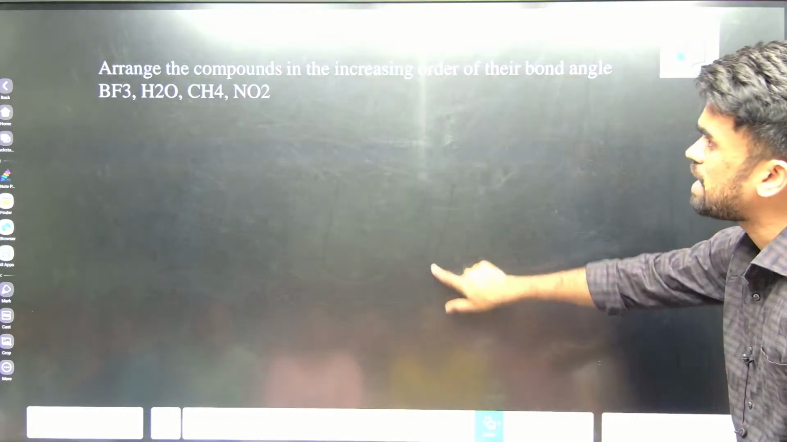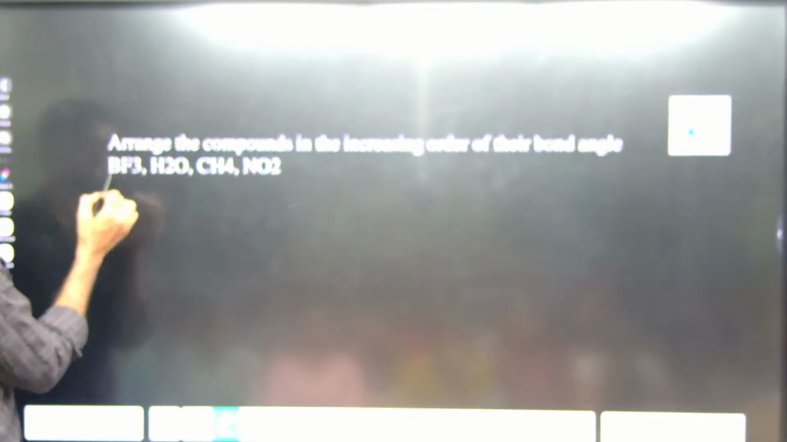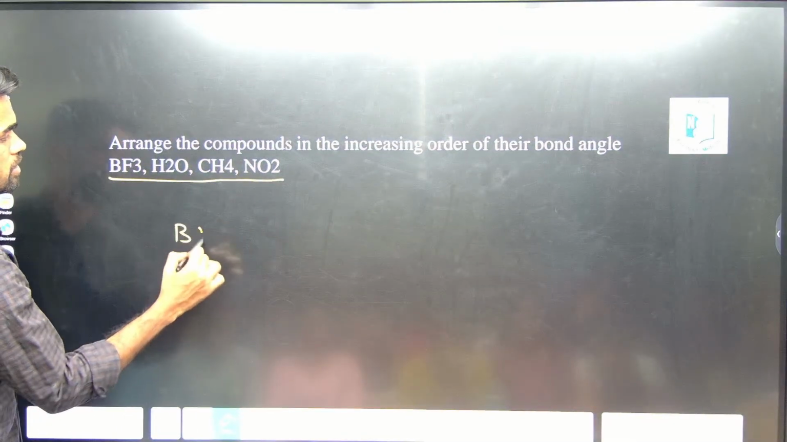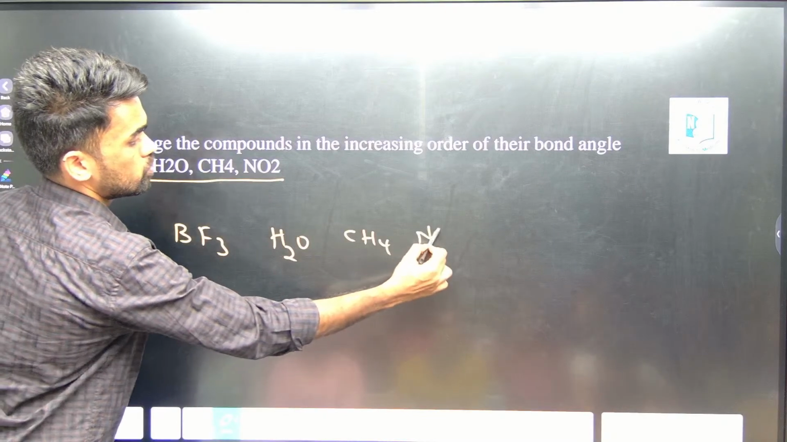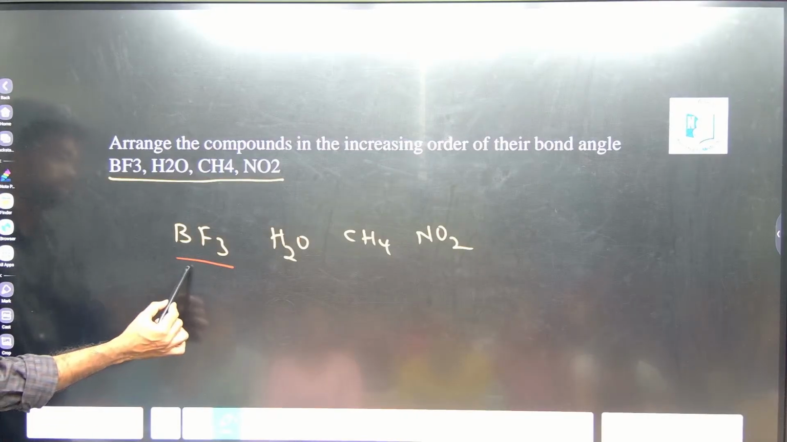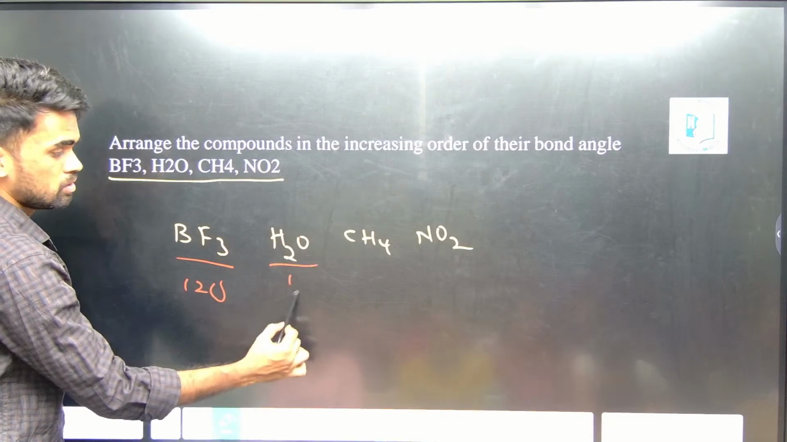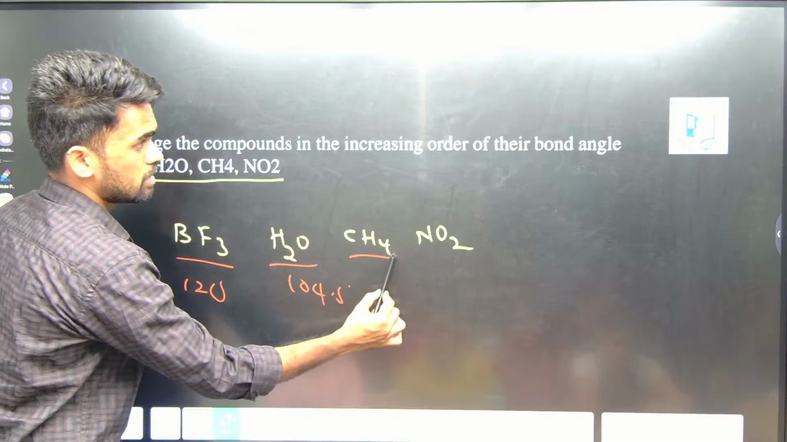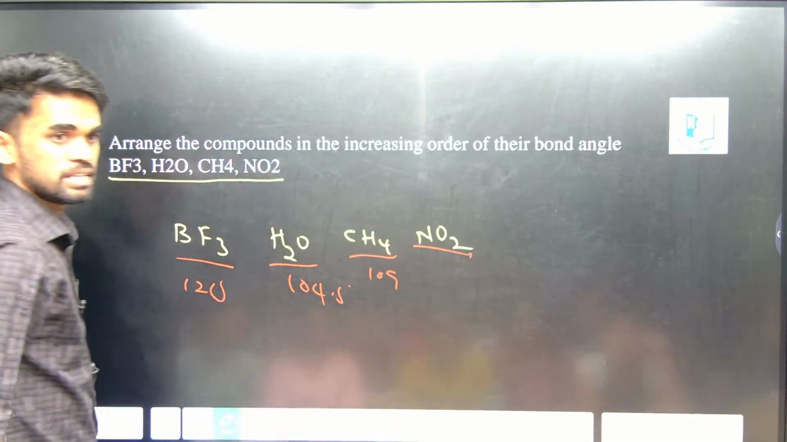Okay, so try to arrange them by bond angles. Just follow the question. What they are saying: BF3, H2O, CH4, NO2. What about their bond angles? Bond length I will give some examples. First answer me this. What is the angle? 120.